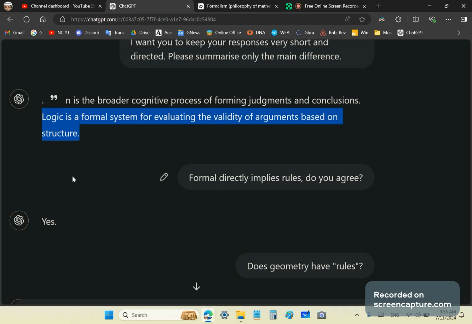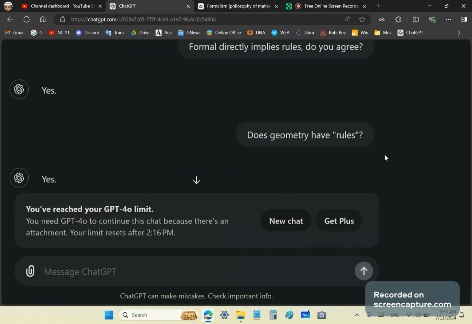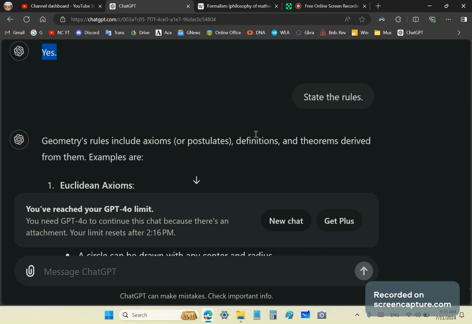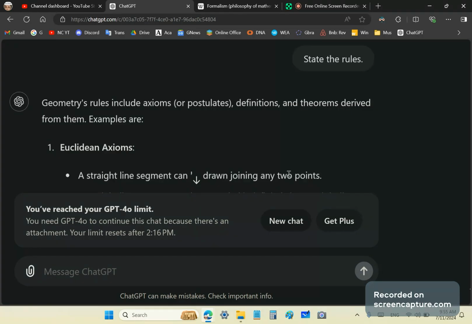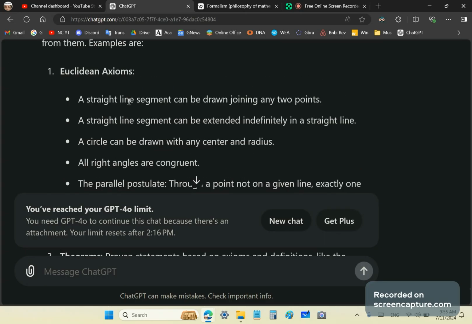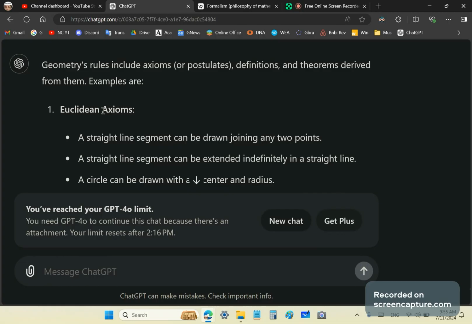And yes, ChatGPT returns with a prompt answer. The next prompt is: does geometry have rules? And again, ChatGPT answers incorrectly, yes. So the next thing I do is I say, state the rules. It says exactly what most of you in mainstream mathematics academia will say: that geometry's rules include axioms or postulates, definitions, and theorems derived from them. What it spits out is not Euclid's axioms, but the five requirements of Euclid, which the baboons of the last almost 2,300 years did not understand.